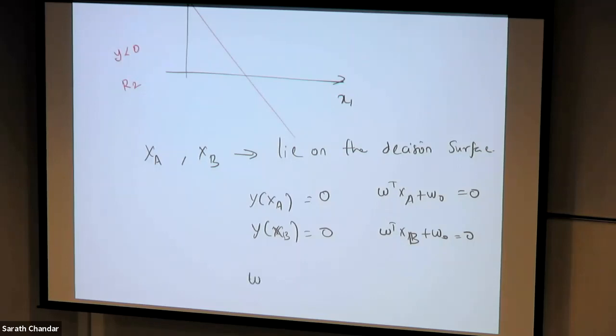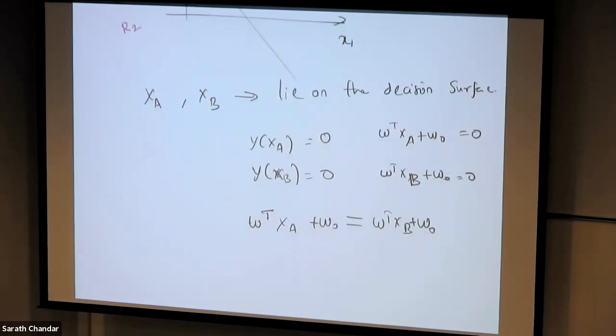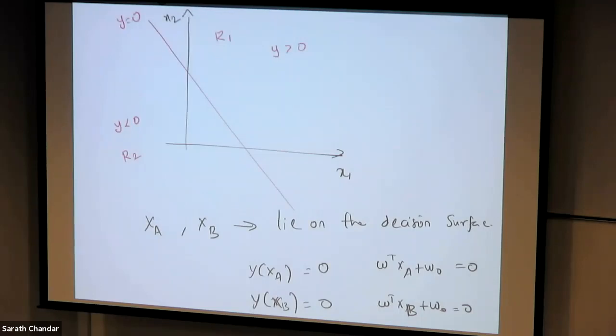So W transpose XA plus W0 is equal to W transpose XB plus W0, since they are both equal to 0. Now the plus W0 cancels. So what I have is W transpose XA is equal to W transpose XB, or in other words, W transpose times XA minus XB is equal to 0. Is that clear?